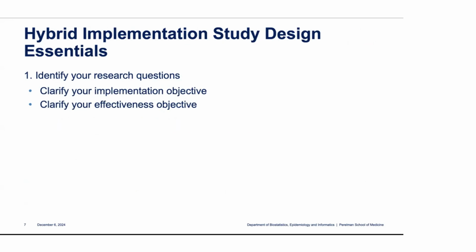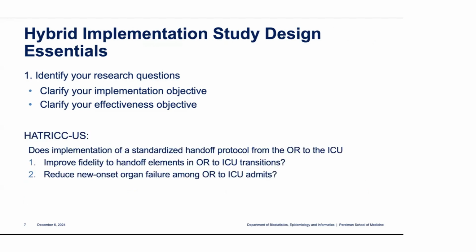So identify your research questions. We want to be very clear in our statement of our implementation and effectiveness objectives, right? So in Hattrick US, as we already saw, we wanted to know if implementation of a standardized handoff protocol from the OR to the ICU improved fidelity to the handoff elements and also reduced new onset organ failures, right? So looking at fidelity is our implementation objective, and new onset organ failures reflects our effectiveness objective.